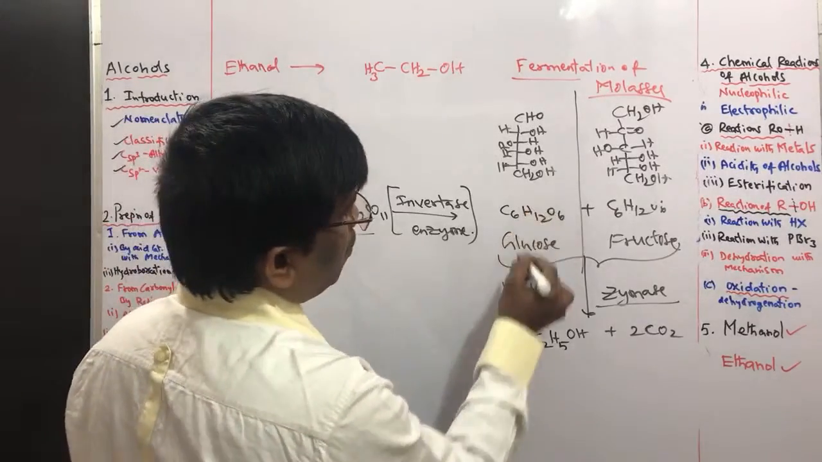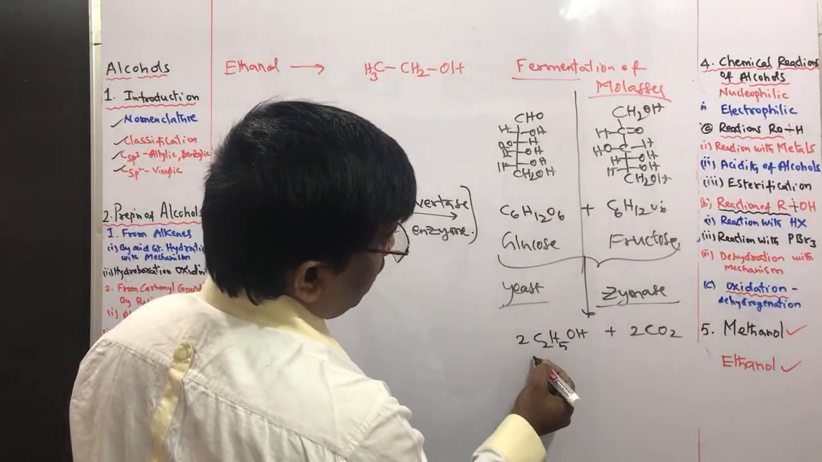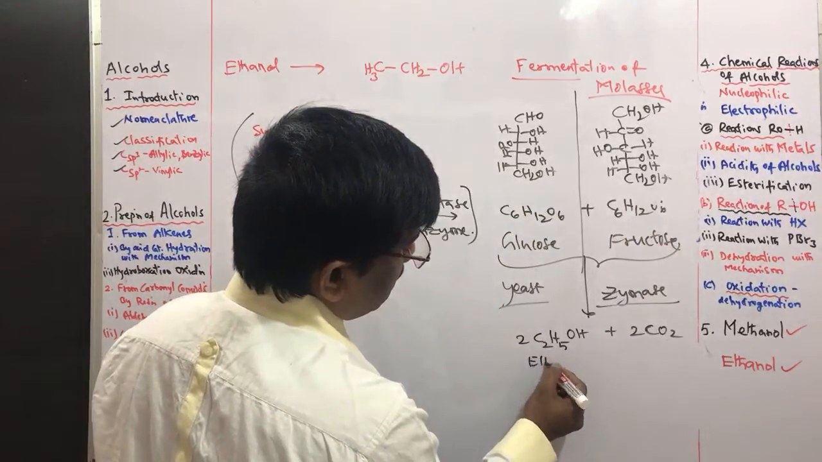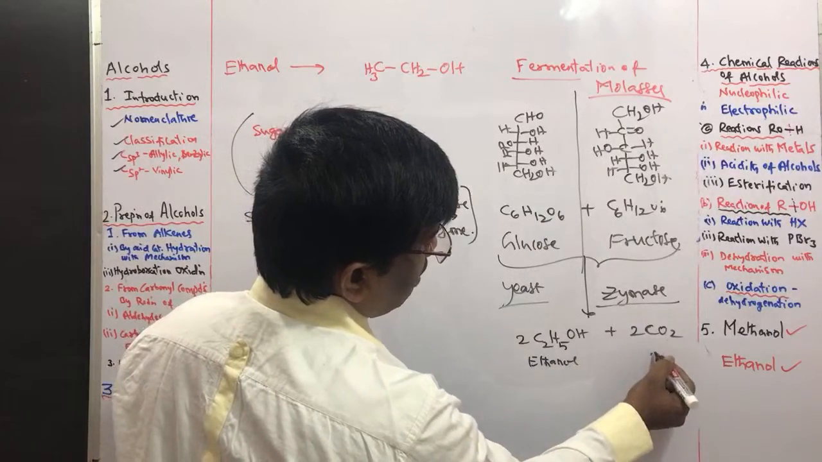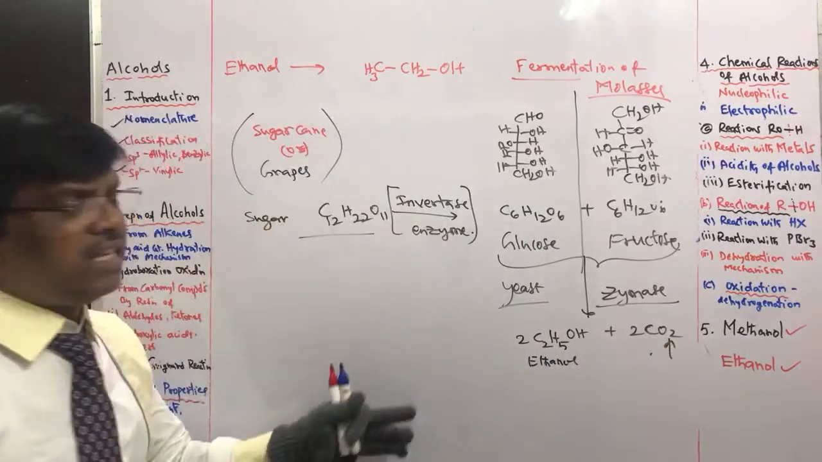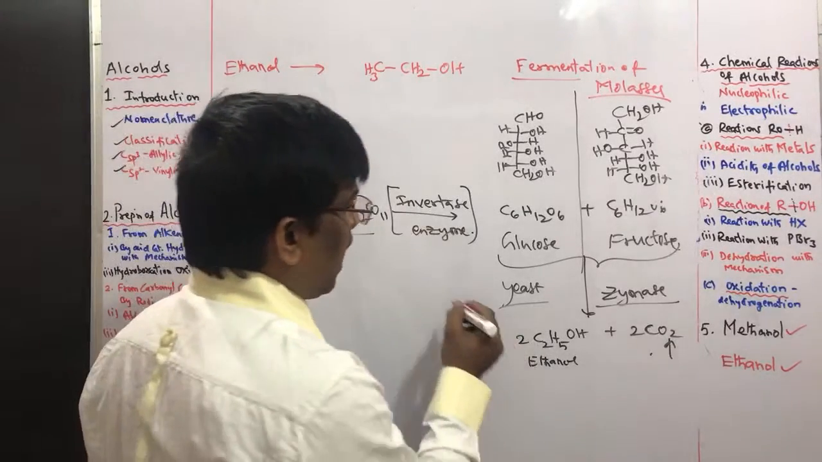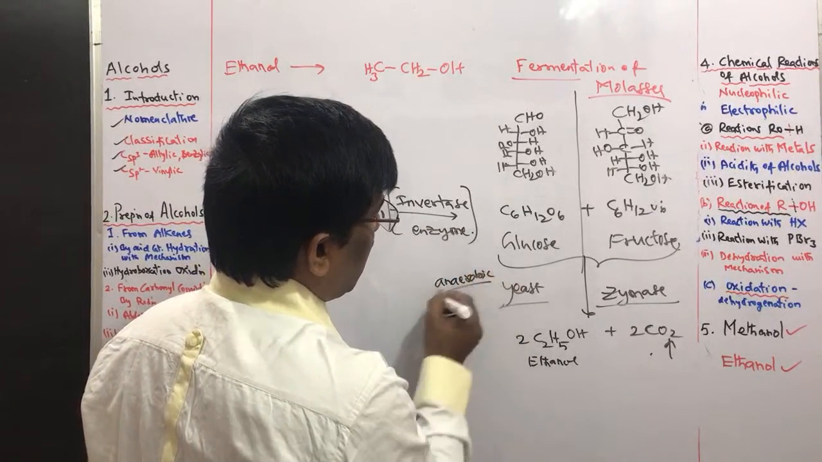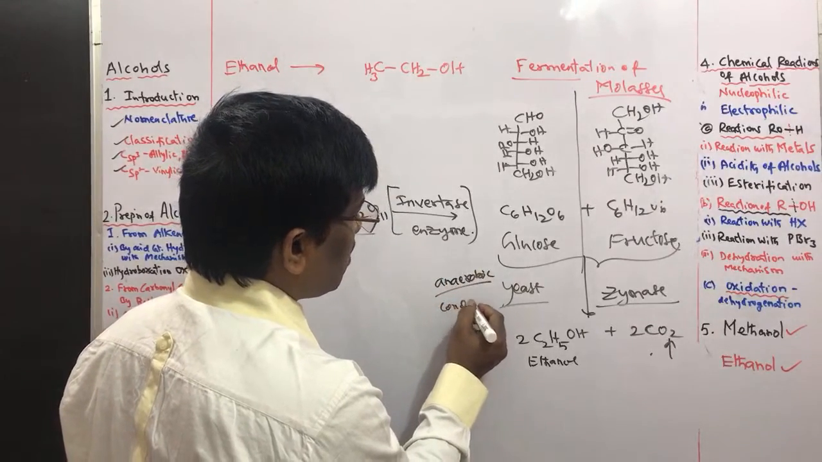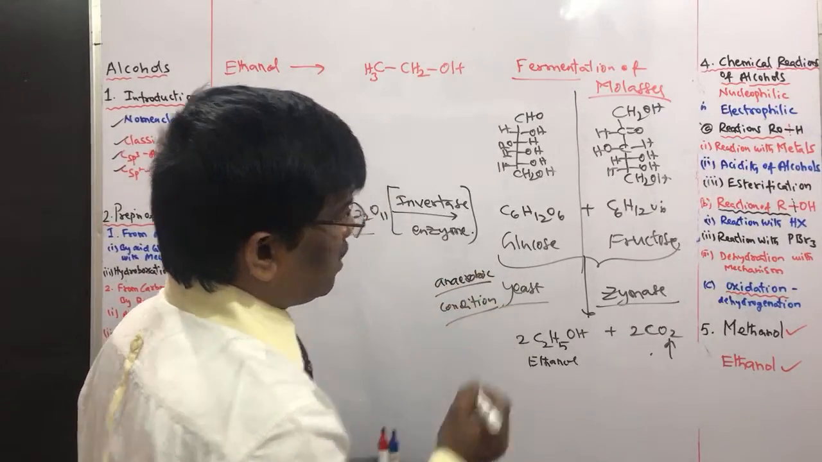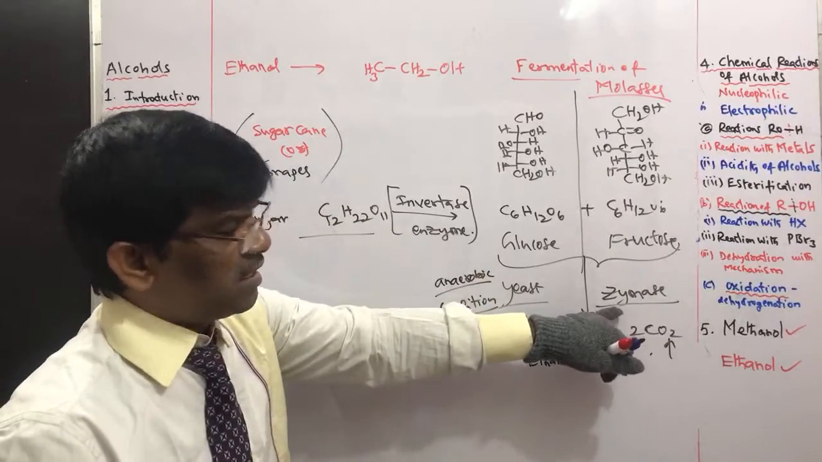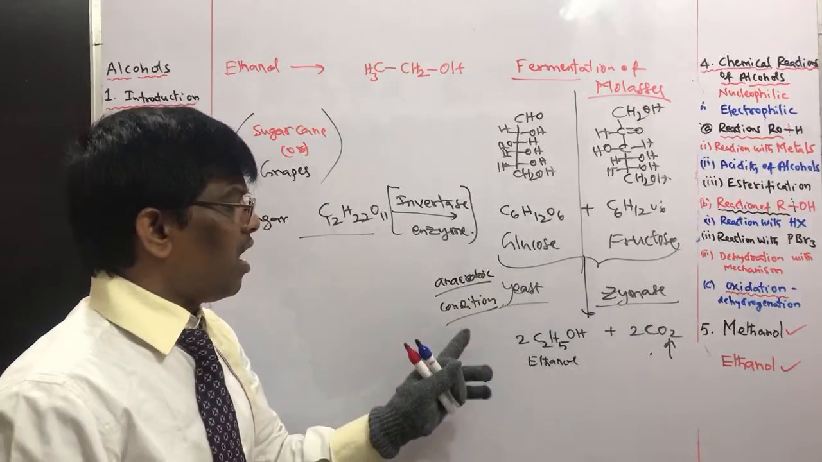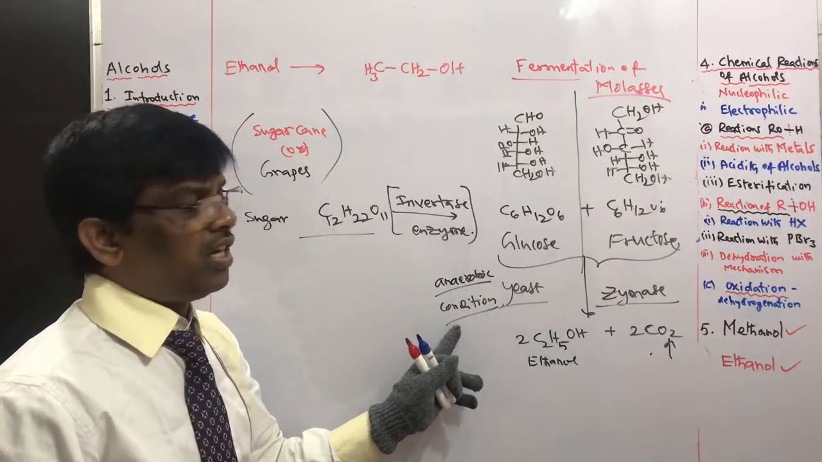So each glucose or fructose is going to be converted into ethanol and carbon dioxide goes out. And this reaction must be done in an anaerobic condition, where this zymase enzyme works best.